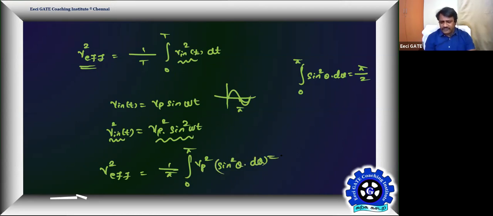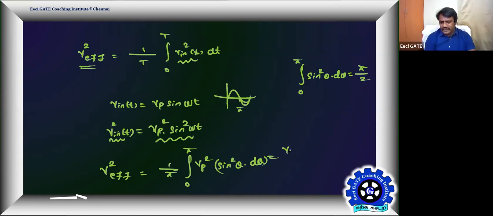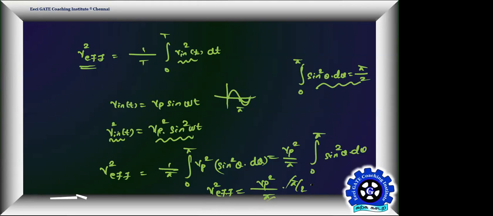Agree everyone with this? All of you agree with this? Then tell me what is the resultant. You get Vp square by pi. The remaining is 0 to pi sine square theta into d theta, and you know that identity, already exploited. Then V square effective is equal to Vp square by what? Pi into what? Pi by 2. Pi will get cancelled. That's a proof mathematically.